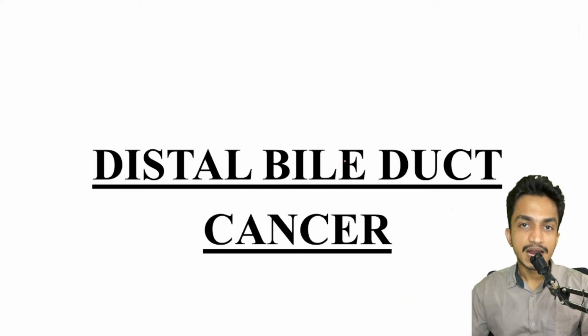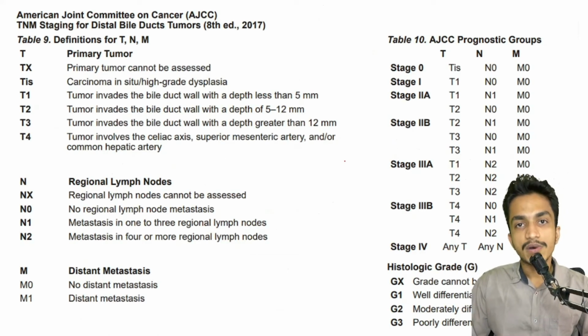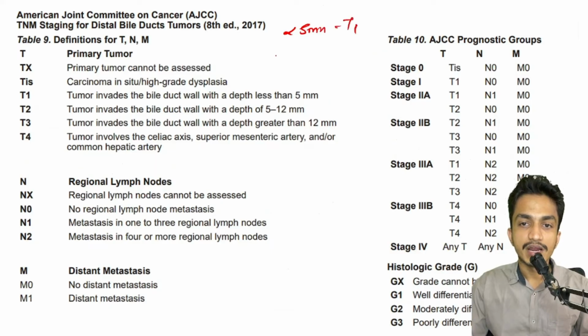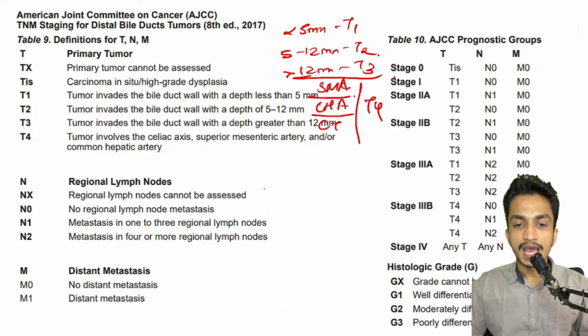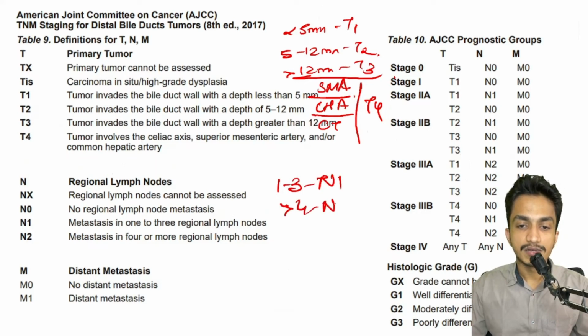Now coming to the distal bile duct cancer. There are not many structures around it except for the vasculature, so the invasion depends on the depth. If it is less than 5 mm, it is T1. If between 5 to 12 mm, it is T2. If greater than 12 mm, that is T3. And if it is invading, as I told, the vasculature, that is SMA, common hepatic artery or the celiac trunk, then it is T4. And like the intrahepatic or the perihilar bile duct tumors, if there are 1 to 3 lymph nodes, that is N1, and 4 or more is N2. So this is for the distal bile duct cancers.